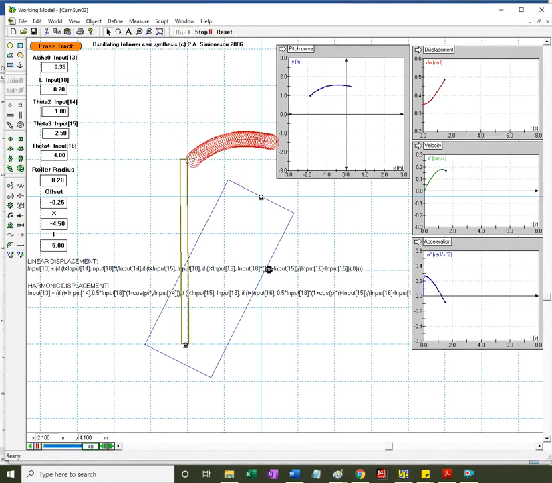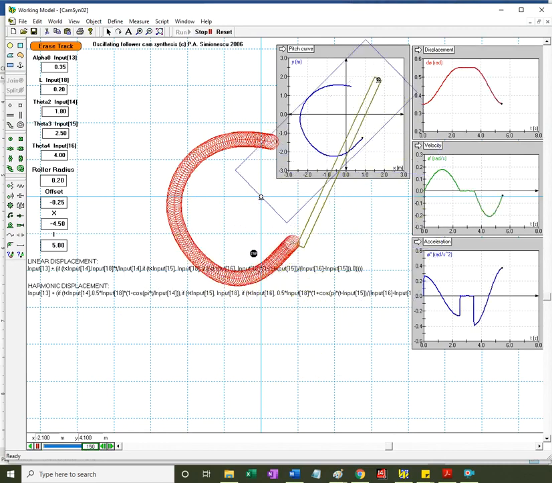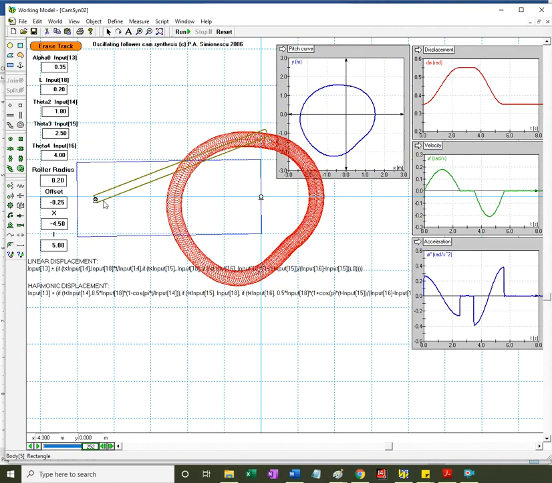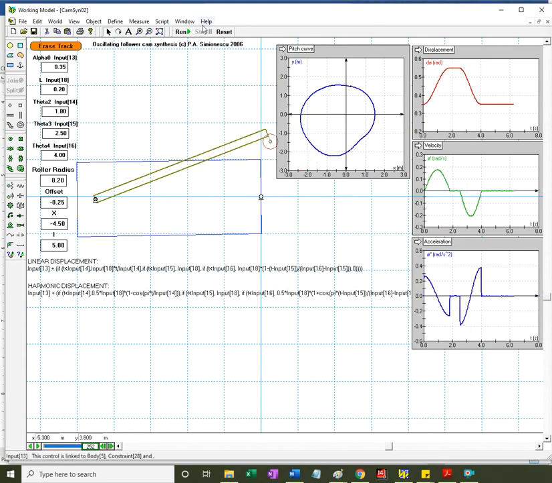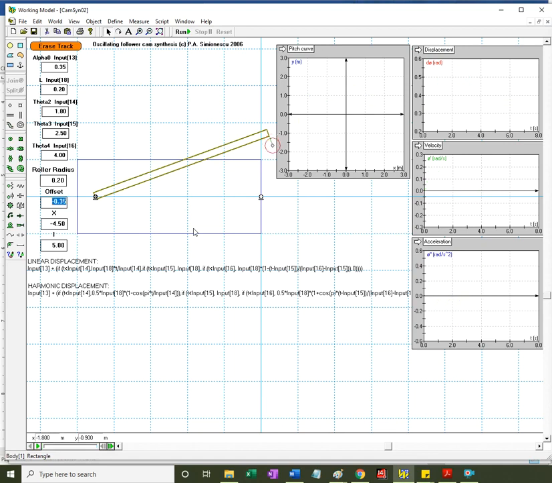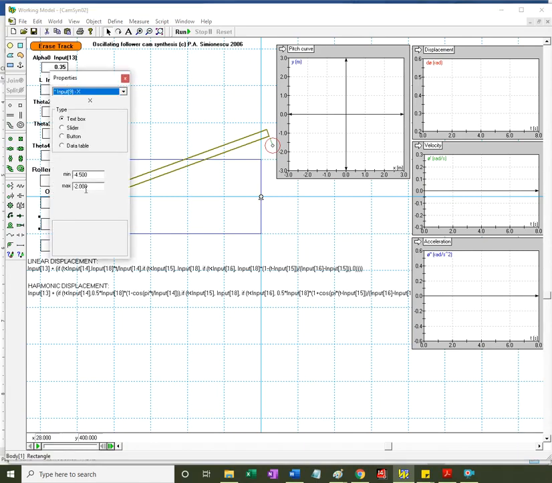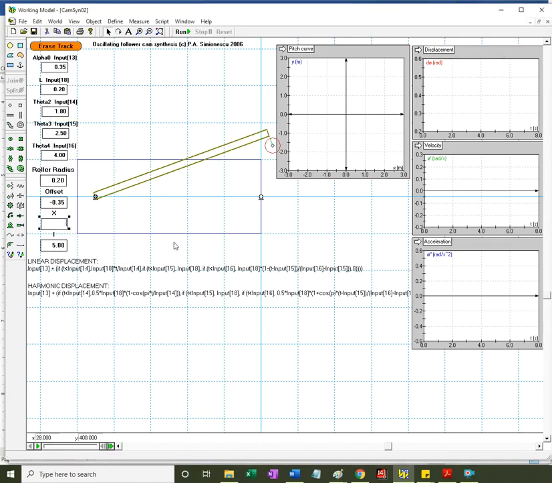This is with oscillating, and it's already on harmonic displacement, so oscillating follower. Likewise, you can adjust the phase angles for the follower motion as well as roller radius. The offset would be, okay, so this is the offset, and then I have another offset, negative 5.5. I think it's limited to 4.5. Doesn't go any further. Yeah, but I can make it smaller.